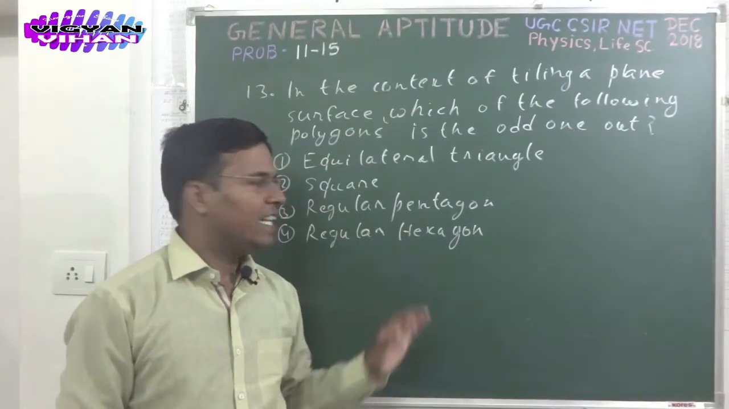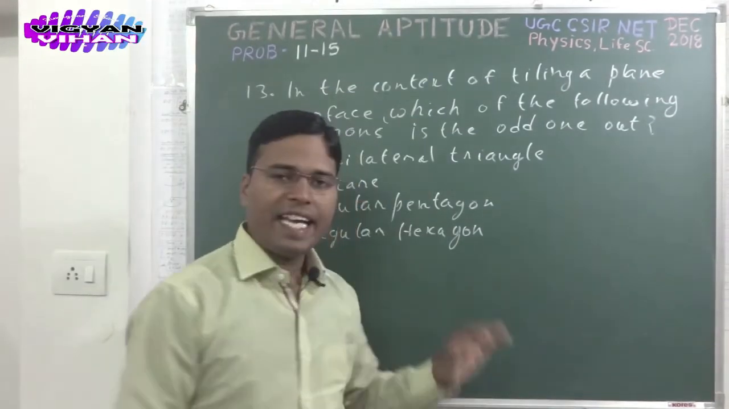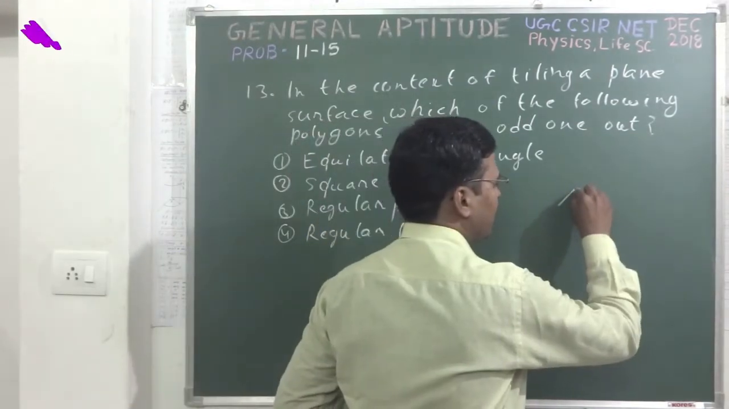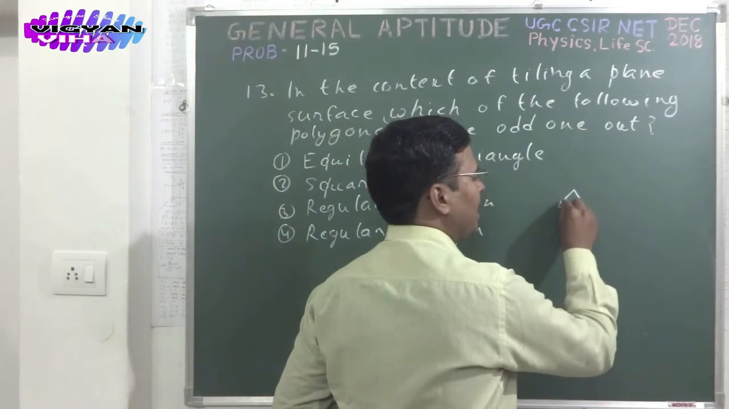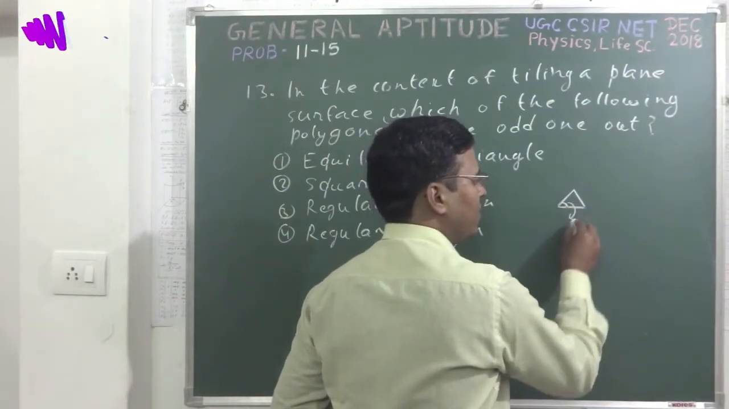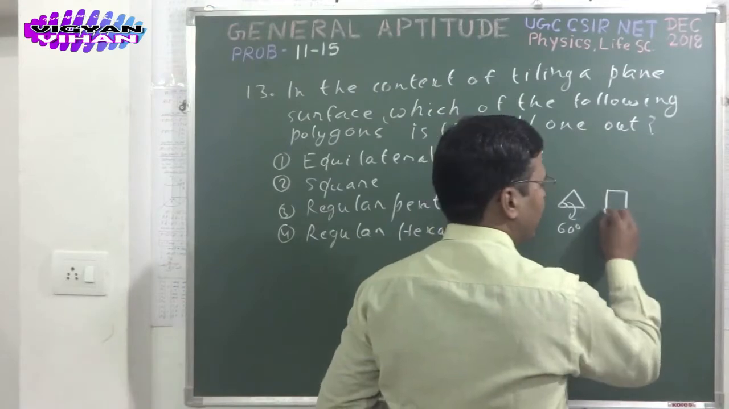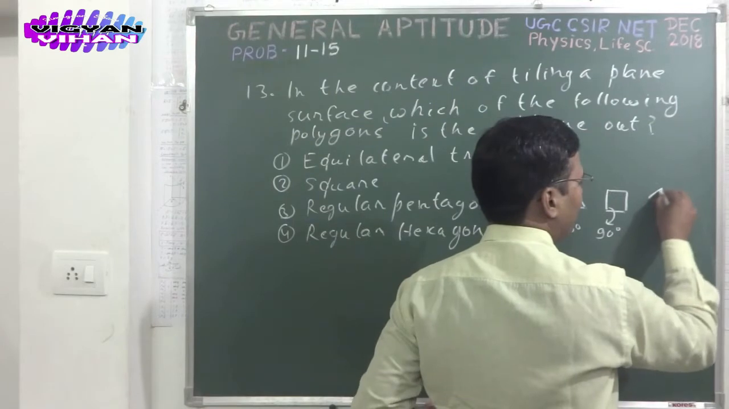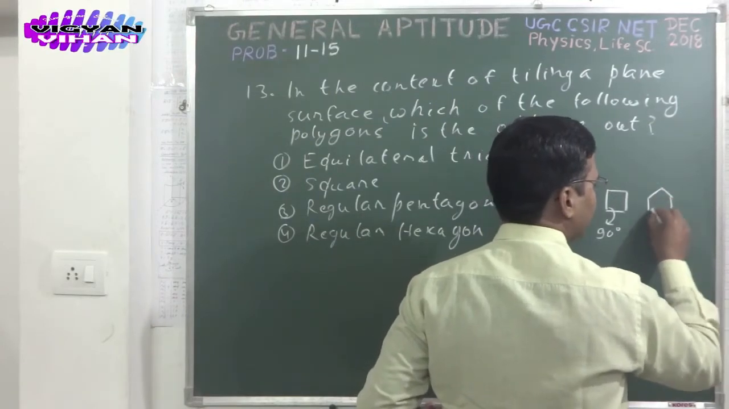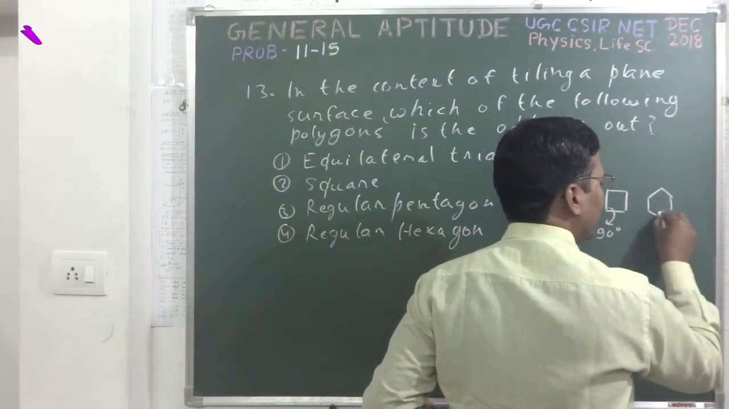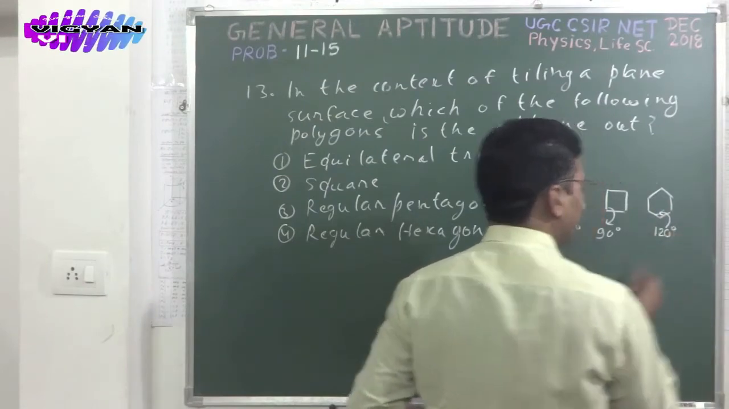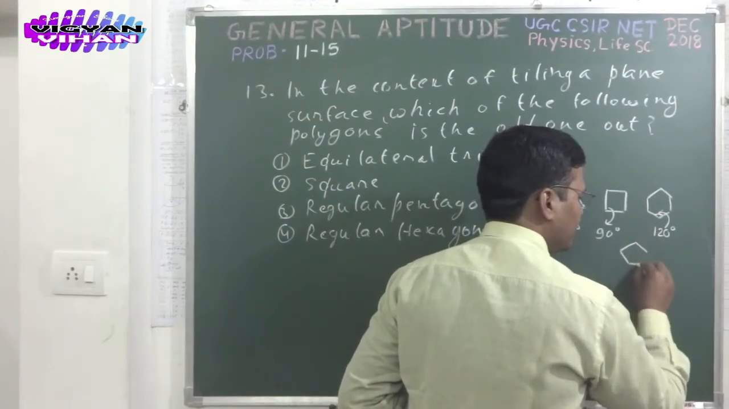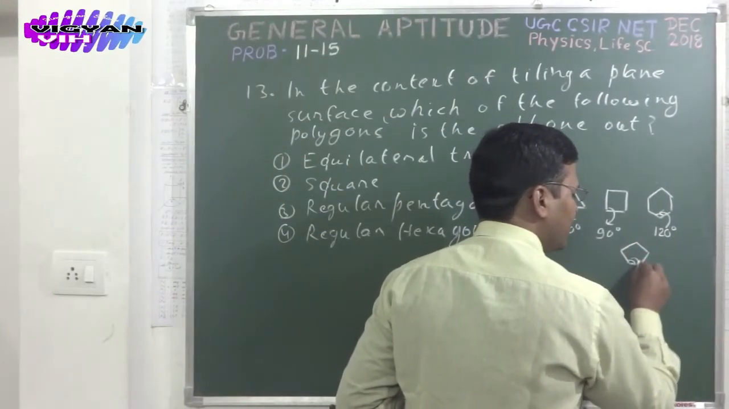First, let's start. Now, if there is a regular polygon, such as an equilateral triangle, its internal angle is equal to 60 degrees; for a square its internal angle is 90 degrees; for a regular hexagon its internal angle is equal to 120 degrees; but for a regular pentagon its internal angle is equal to 108 degrees.